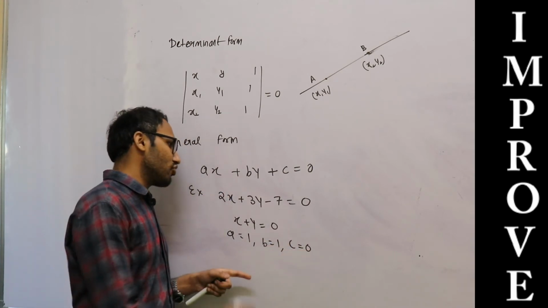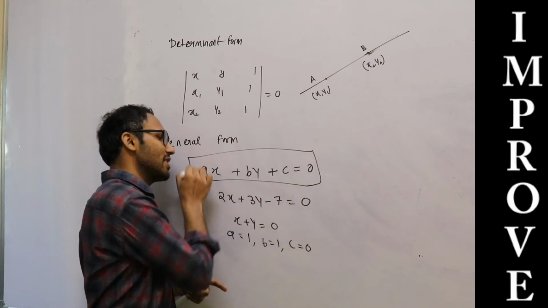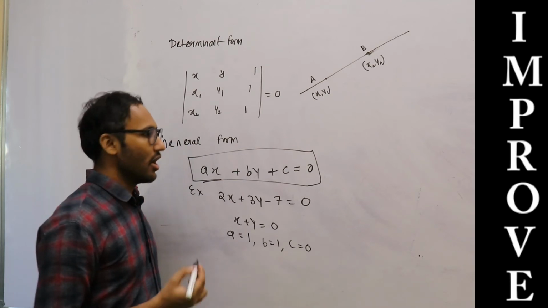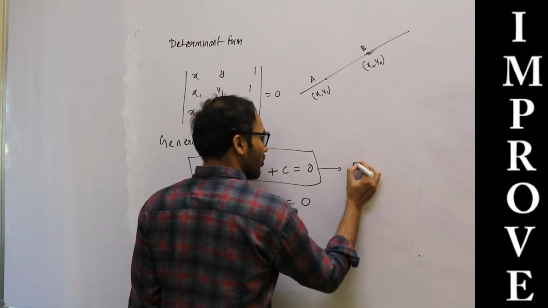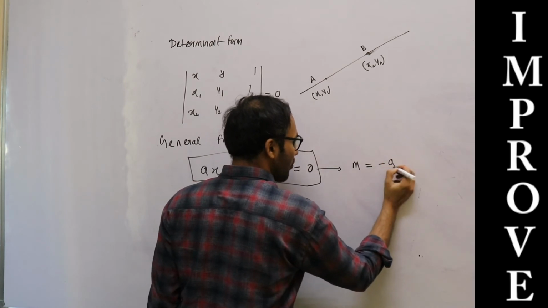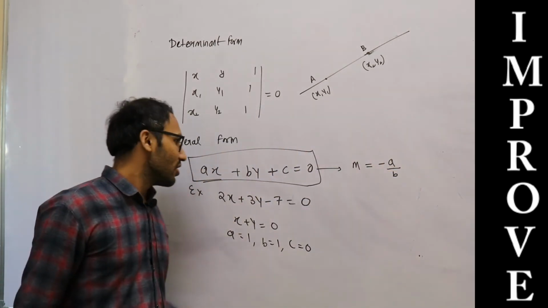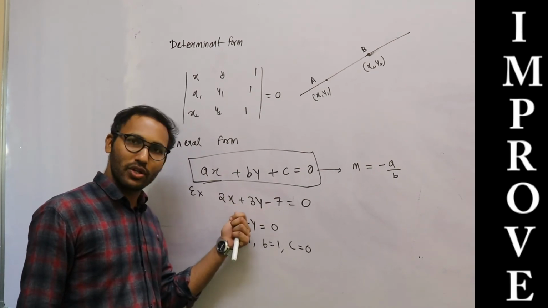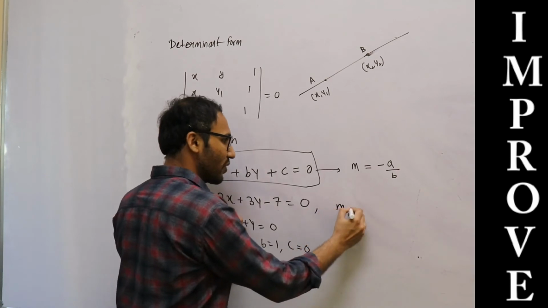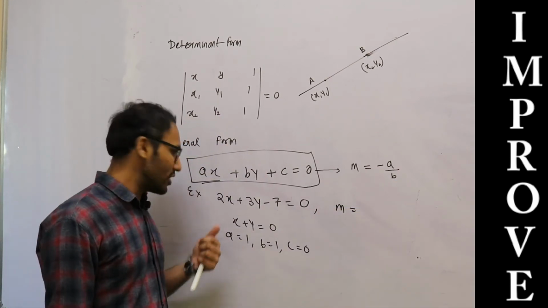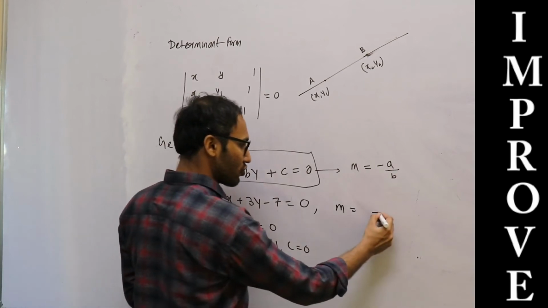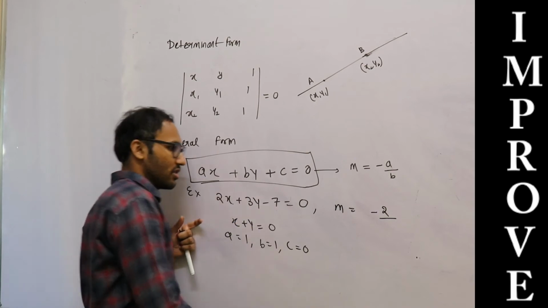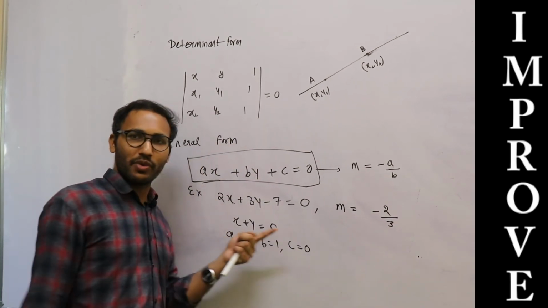So ax plus by plus c is equal to 0 will always represent the equation of a straight line. And the one major factor is, from this you can calculate the slope as minus a by b. Suppose 2x plus 3y minus 7 is equal to 0 is given and you have to calculate the slope. Then use this formula, minus a by b. What is the value of a? 2. What is the value of b? 3. The slope will be minus 2 by 3.